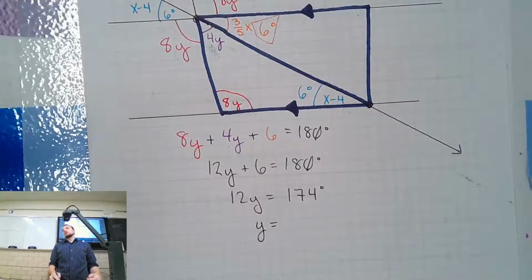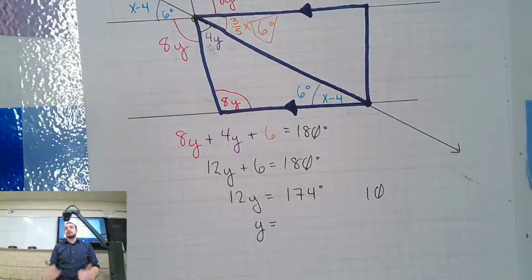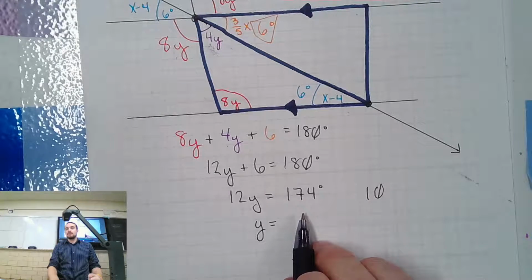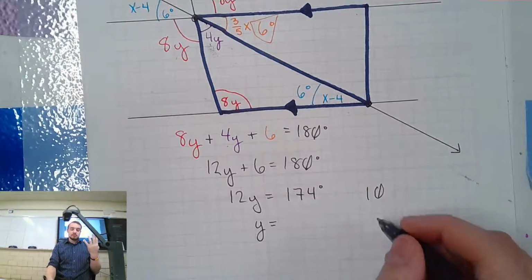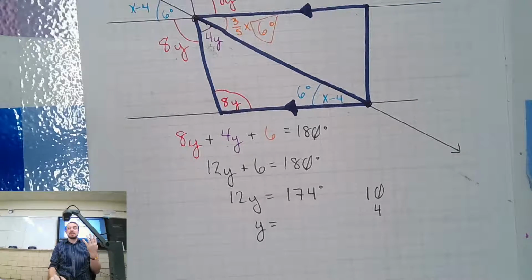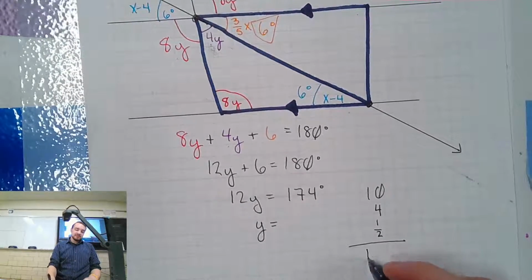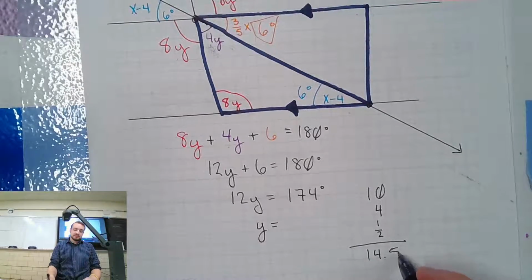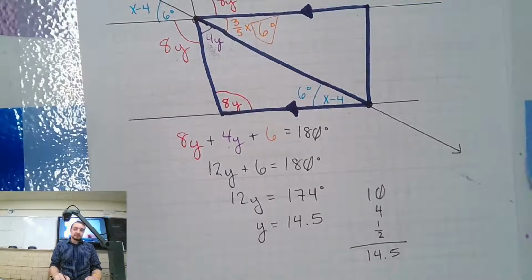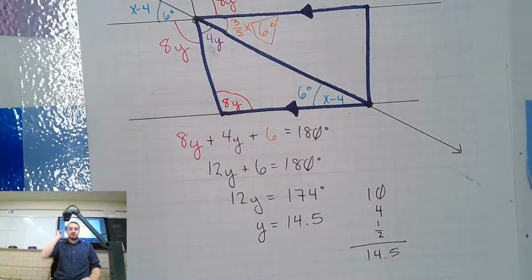Well, 12 goes into 120 10 times, right? So 10 times gets us to 120. How much is left over? If I'm at 120 and I need to get to 174? 54. How many times does 12 go into 54? Well, I know it goes into 48 4 times, right? That leaves us with 6 left over. How many times does 12 go into 6? 0.5. Half, right? 14 and a half. So y is 14 and a half.